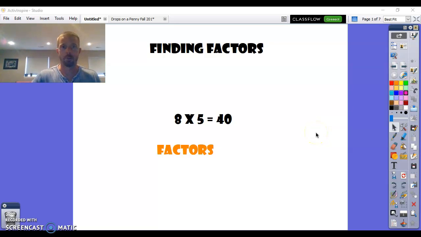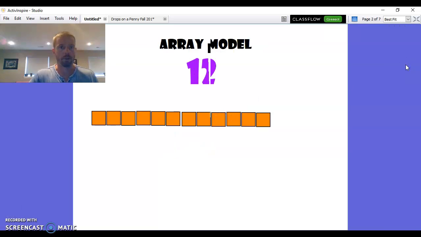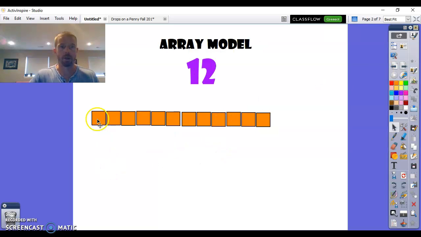So this week in math we'll be working on finding factors. Factors are simply just the numbers that you're multiplying together in an equation. So in this case 8 and 5 are the factors. A couple different ways that students can find the factors. We can use the array model.